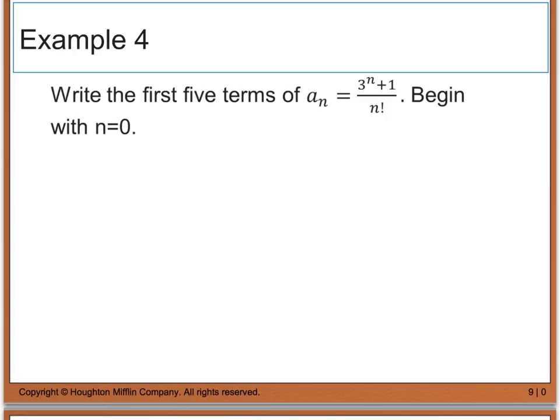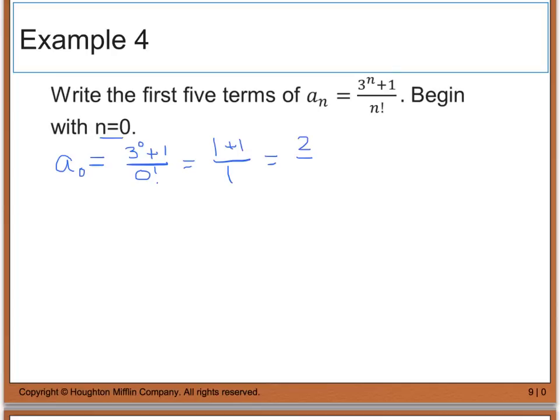So let's go ahead and look at our next example that says write the first 5 terms of a sub n equals 3 to the n plus 1 divided by n factorial. And it tells us that we're going to start out with n equals 0. So that tells me that a sub 0 is going to equal 3 to the 0 plus 1 divided by 0 factorial. Well, I know that 3 to the power of 0 is 1 plus 1 divided by 1 factorial, which is also 1.